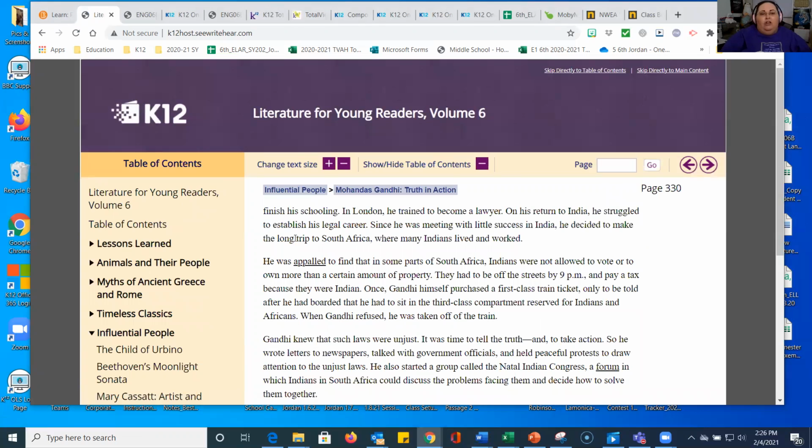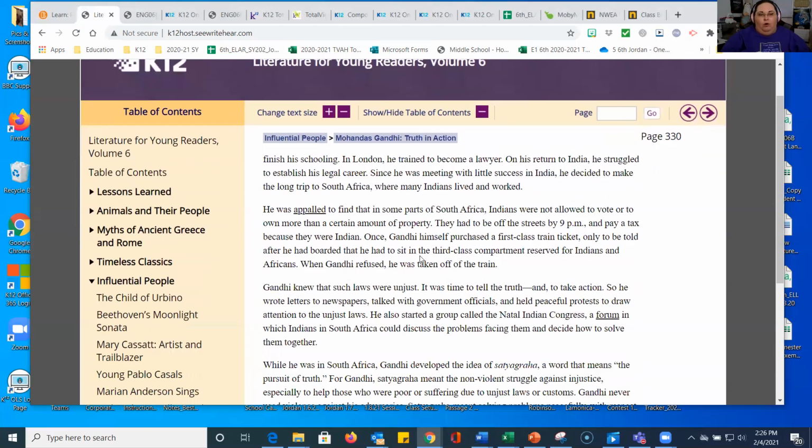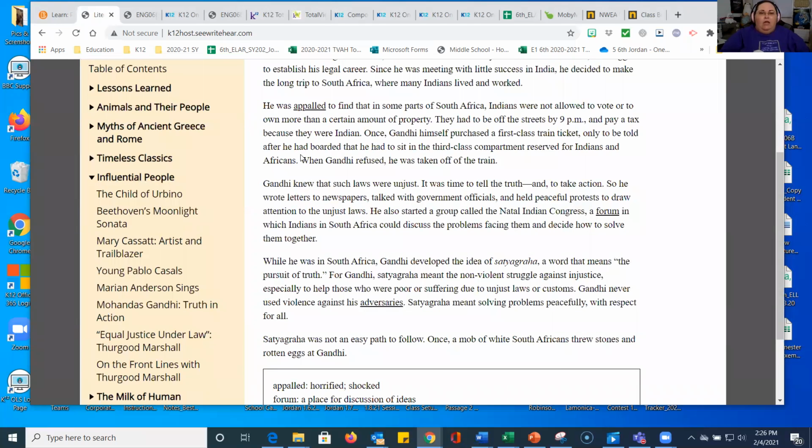He went to England to finish his schooling. In London, he trained to become a lawyer. On his return to India, he struggled to establish his legal career. Since he was meeting with little success in India, he decided to make the long trip to South Africa, where many Indians lived and worked. He was appalled, which means horrified or shocked, to find that in some parts of South Africa, Indians were not allowed to vote or to own more than a certain amount of property.